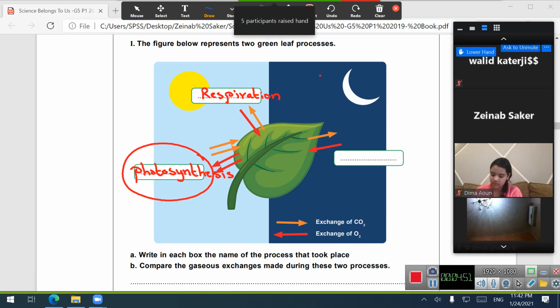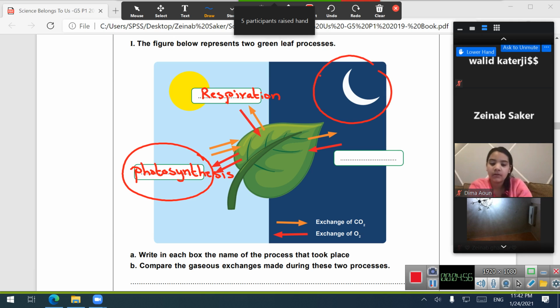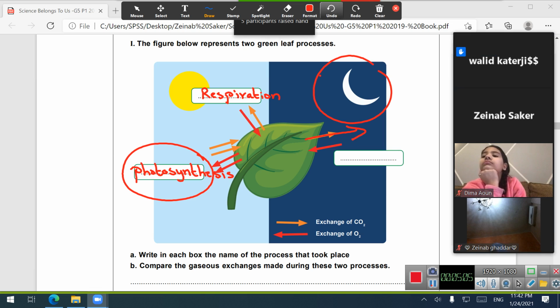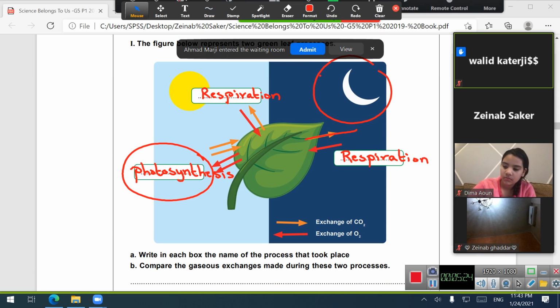Now, Muhammad Walid, please. At night, where carbon dioxide is released and oxygen is absorbed, which process takes place only at night? Respiration. Excellent. Mute yourself again. So respiration is the only process that takes place at night by absorbing oxygen and releasing carbon dioxide.